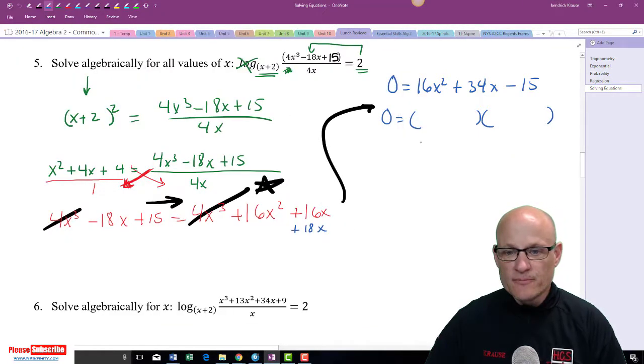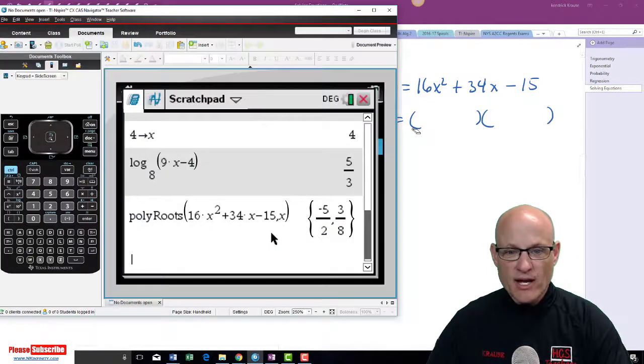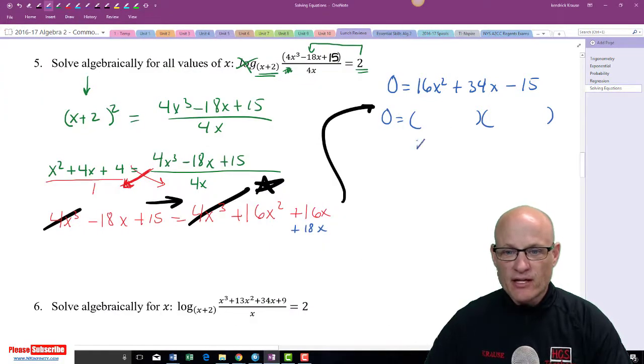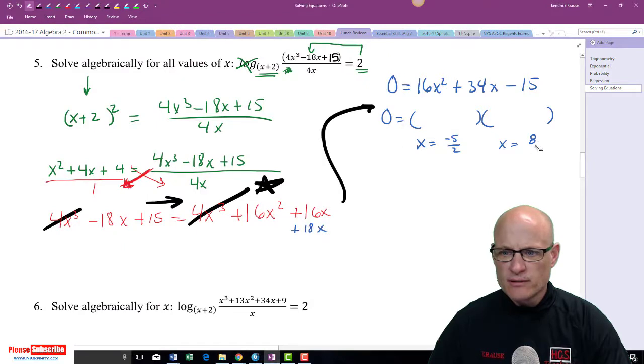So this is going to give you x equals negative 5 halves. x equals negative 5 over 2. x equals 3 over 8.